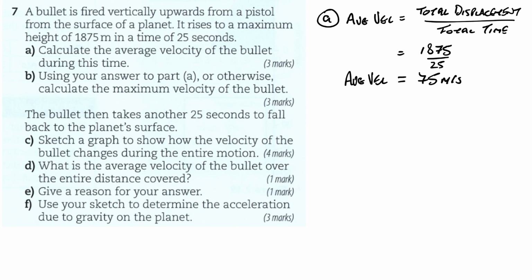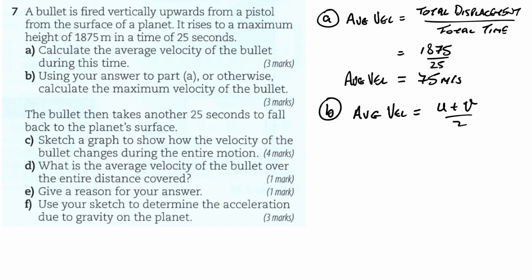B, then, using your answer to part A or otherwise, calculate the maximum velocity of the bullet. So this is an example of a uniformly accelerated motion, and if that is the case, if this is the average of u and v, then we can write an equation that involves u and v, just the mean of them. In the case where it's uniform acceleration, where the velocity-time graph between u and v would be a straight line, you can write that the average velocity is also (u plus v) over 2, the mean of them.